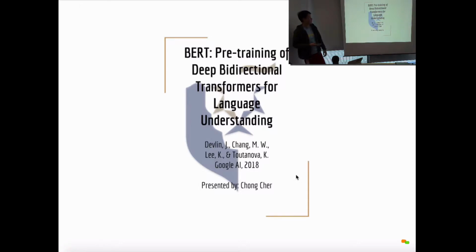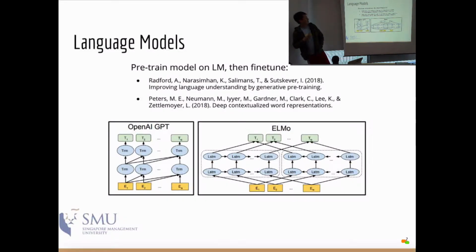Okay, so the paper I'm going to talk about is BERT, which is pre-training of deep bidirectional transformers for language understanding. Throughout the presentation of this paper, you'll realize that there's no image information, so I'll explain why later. But first, focusing on what BERT is.